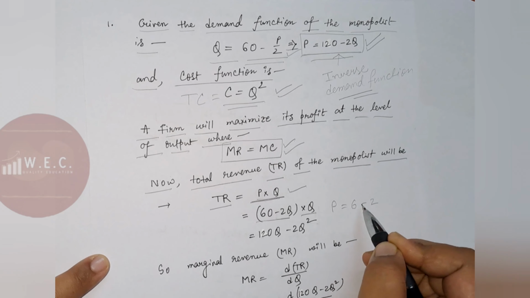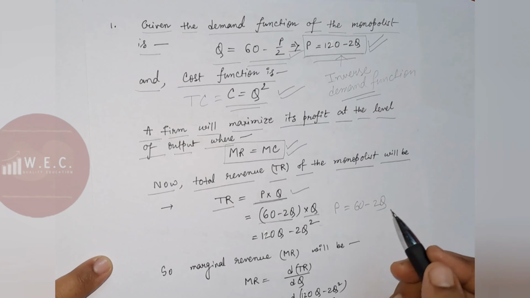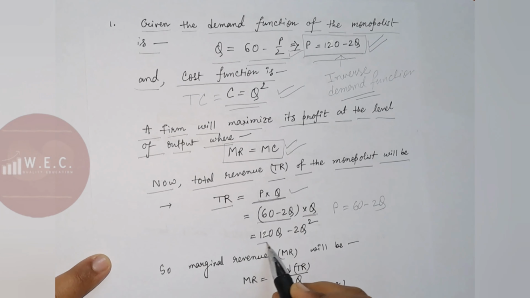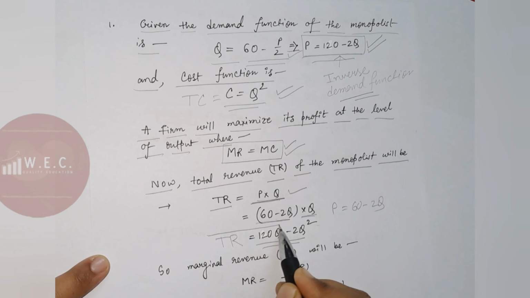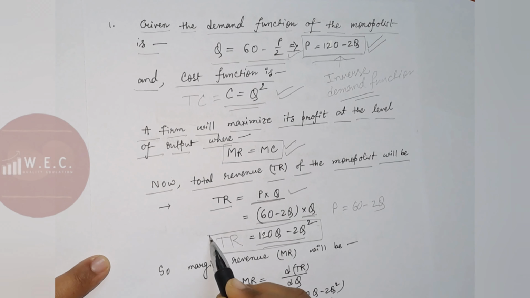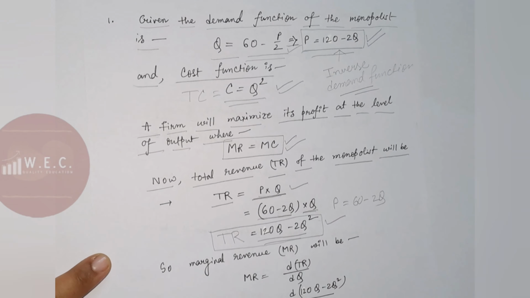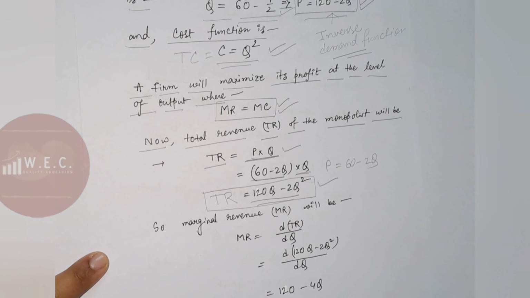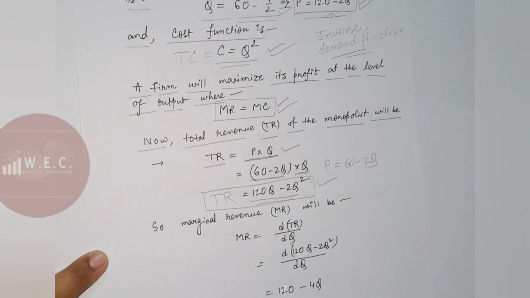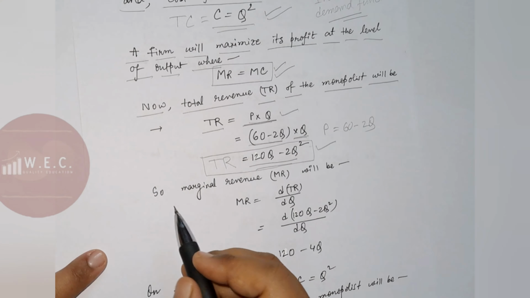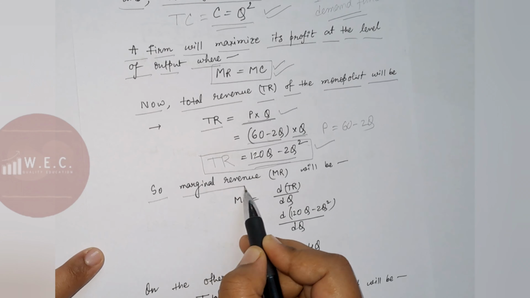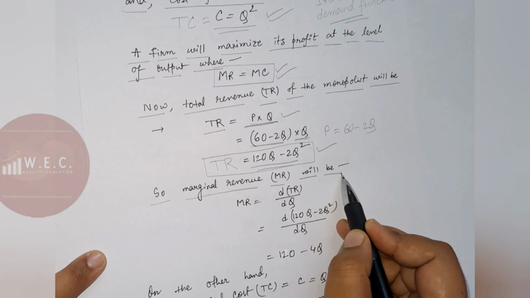Here it will be 120 not 60. It will be 120 minus 2Q. TR is equal to 120 minus 2Q into Q. That is TR equals to 120Q minus 2Q square. Please check, there is a mistake. It will be 120 not 60. P is equal to 120 minus 2Q.